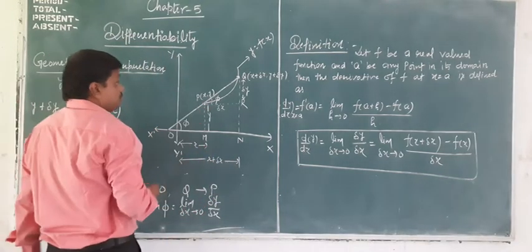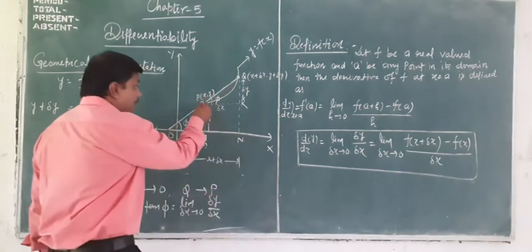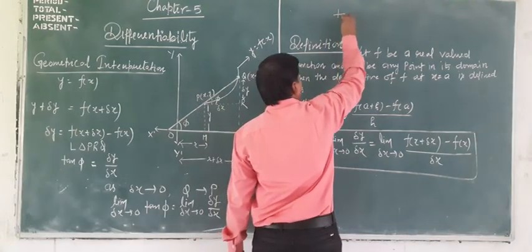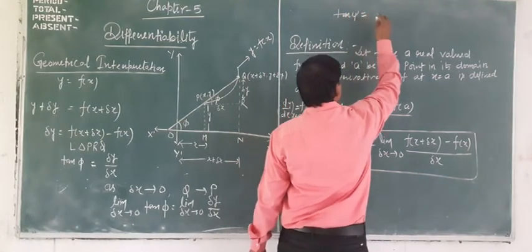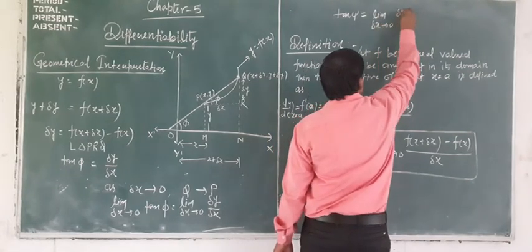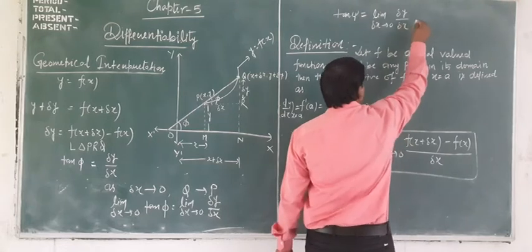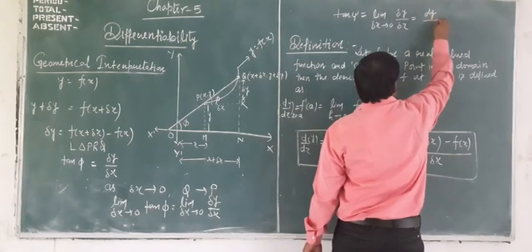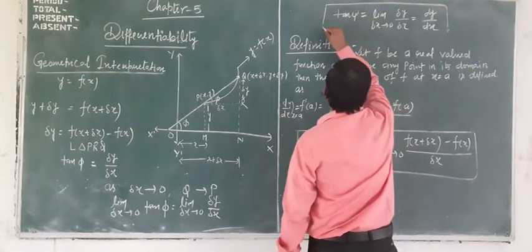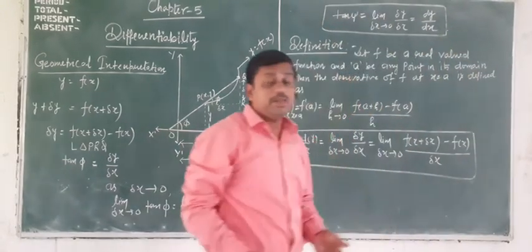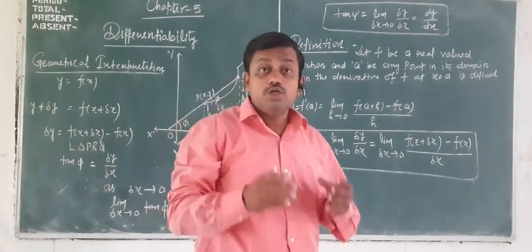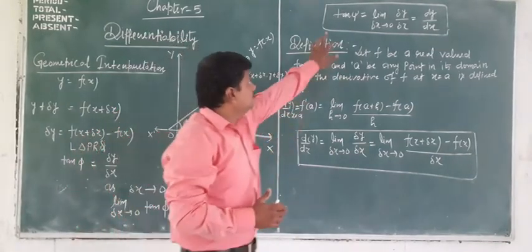Suppose at that time the inclination of the tangent line is psi. Then tan psi is equal to the limit delta x tending to 0 of delta y by delta x, and this must be equal to d/dx of y. So the meaning is that the first derivative of a function at any point represents the slope of the tangent, tan psi.